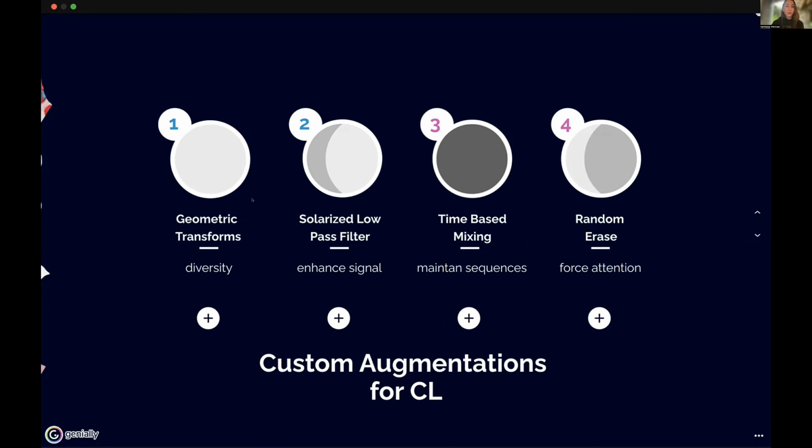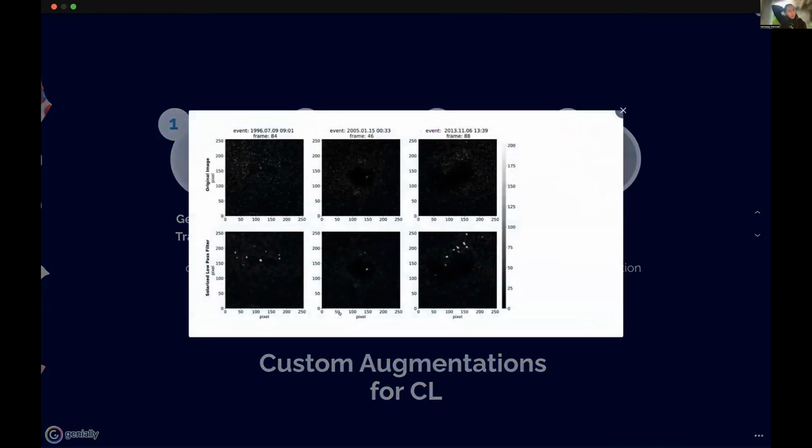So, of course, we did the geometric transforms, which are typical rotation, flips and so on. We did the solarized low-pass filter to enhance signals. So here we have an example of how this works. We have the original images on the top, and on the bottom we have the transformed version. So what this transform basically does, it's a low-pass filter, so it enhances low frequencies, and we see the sunquake being very highlighted in some scenarios.